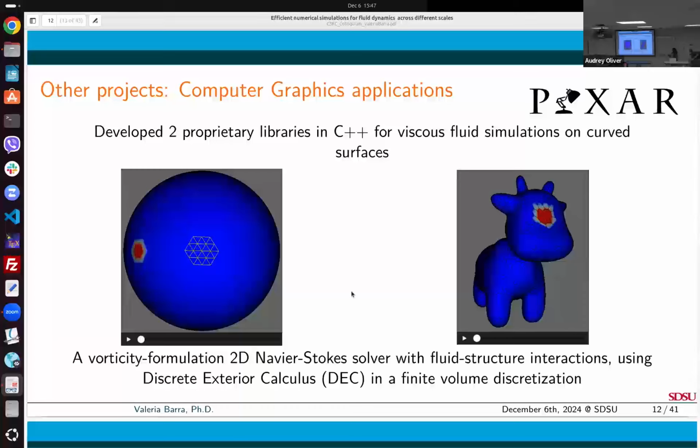In this project in particular, we used discrete exterior calculus, DEC, on arbitrary polygons. So that's defined on arbitrary polygonal meshes. In this case, we use a vorticity formulation of the 2D Navier-Stokes equation. And you can see an example here on the left. For instance, this is flow on the sphere with a solid obstacle.